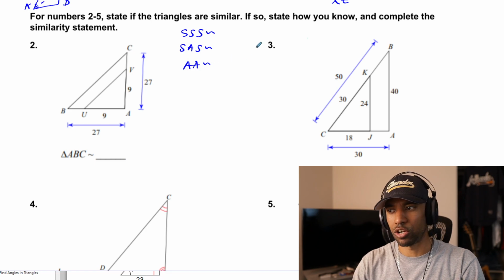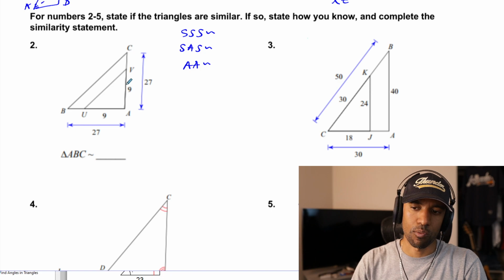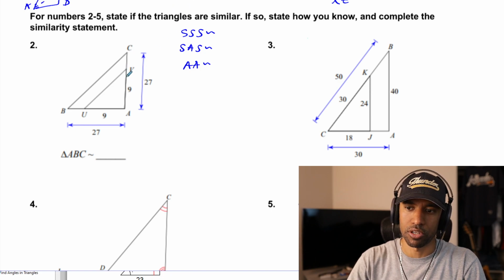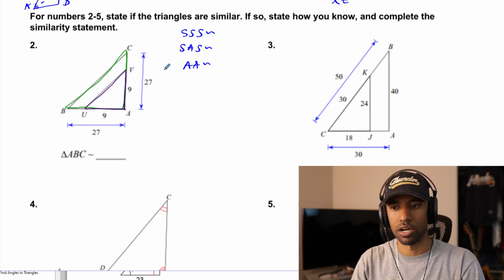Now, when it comes to angle, angle, we need two sets of angles that will be congruent. I cannot get that here. I can get one set of angles that are congruent. If you guys notice here, there are two triangles. There's triangle ABC, the big guy. And there's the small one right here, which is triangle AUV. We're really trying to see if those two things are similar.